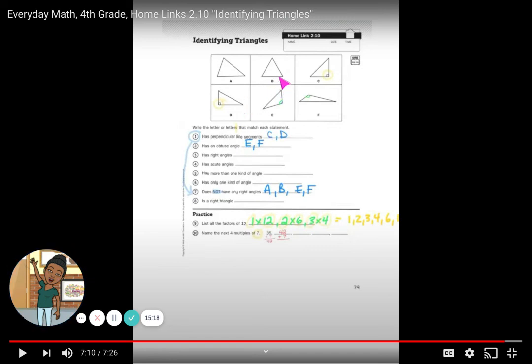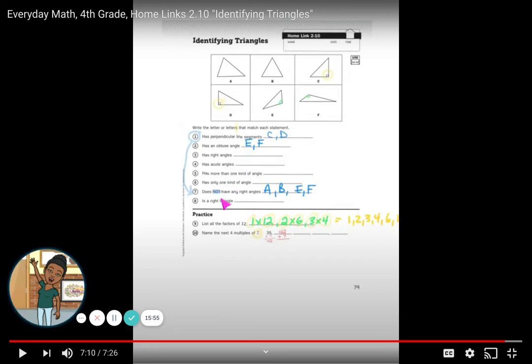Is it this B? No, all of these angles are the exact same. They're all acute angles. What about C? Yes, C has more than one type of angle. As we previously mentioned, it has a right angle and an acute angle. Continue to list the triangles that have more than one kind of angle. What triangle has only one kind of angle? Yes, B just has one kind of angle. All of these angles are acute.